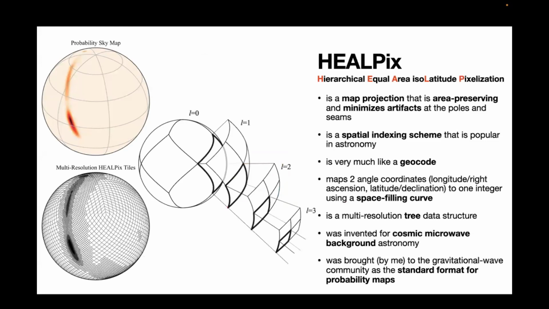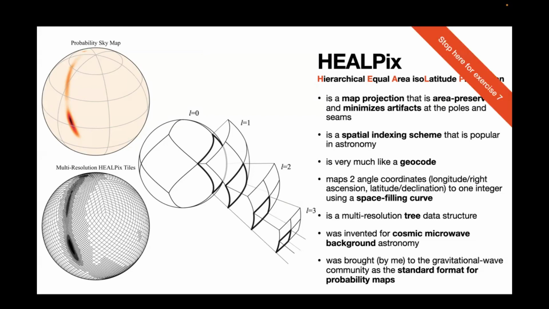Another piece of important background is that gravitational wave localization maps are sent out in the format of HEALPix maps. HEALPix stands for hierarchical equal area isolatitude pixelization. All it means is that it is a way of dividing up the unit sphere into equal area pixels so that we can assign a number to each pixel. And that number is just the probability that the true location of the source is within that pixel.